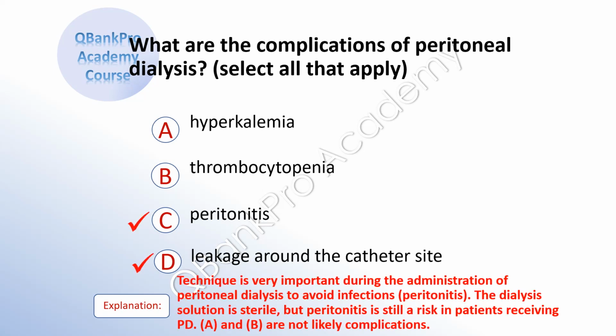The correct answer is C. Peritonitis, and D. Leakage around the catheter site. Explanation. Technique is very important during the administration of peritoneal dialysis to avoid infection, peritonitis. The dialysis solution is sterile, but peritonitis is still a risk in patients receiving peritoneal dialysis. A and B are not likely complications.